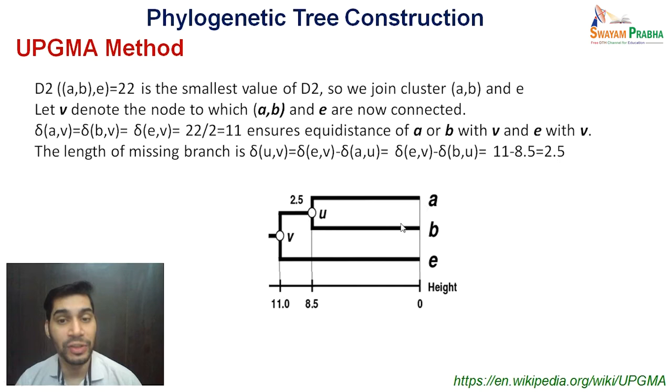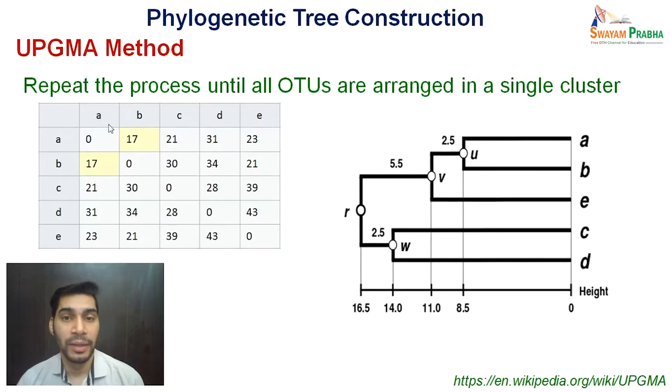So this is how we keep on calculating the distances and the interrelationship between the taxa. You will keep on repeating these steps until you get a final tree from the initial data matrix, the distance matrix, which is here. You can have this kind of phylogenetic tree. So this is called the UPGMA method.